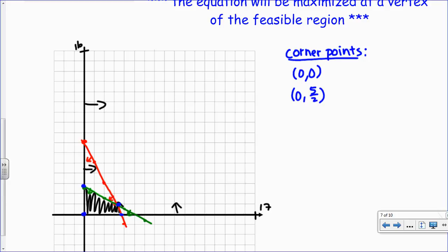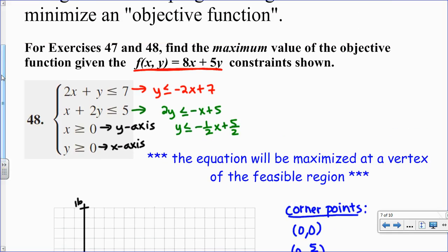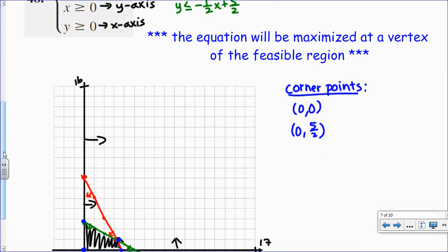I need to find the x-intercept of the red line because that's my corner point here. Remember, if you want the x-intercept, you could cover up y. So 2x equals 7. So that's 7/2 or 3.5. You can use the decimal if you don't have to round. So this is 7/2, 0. And then it looks like I have 3, 1. Okay, that is the one I need to check.